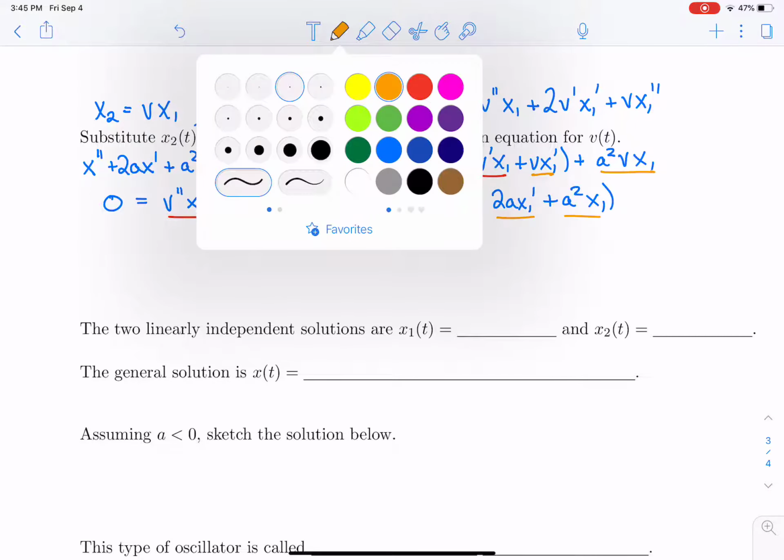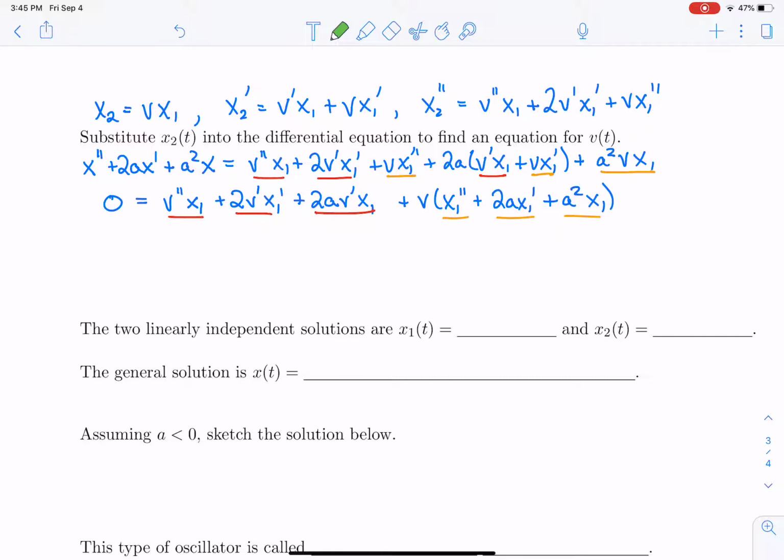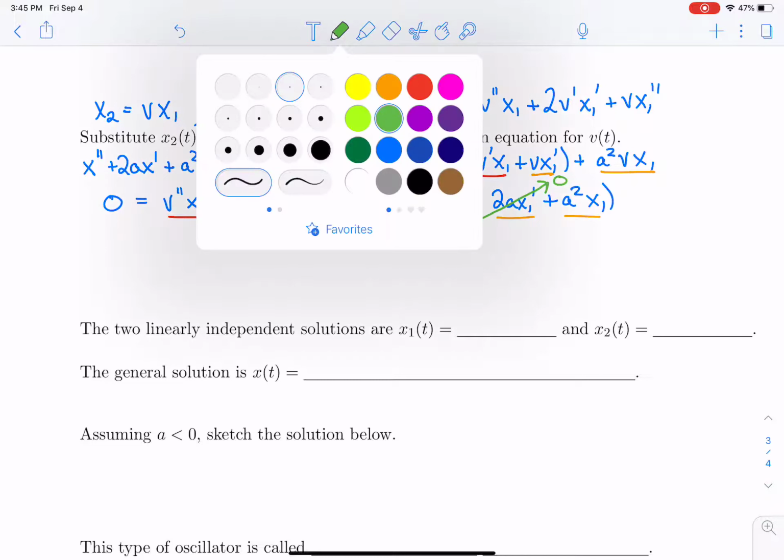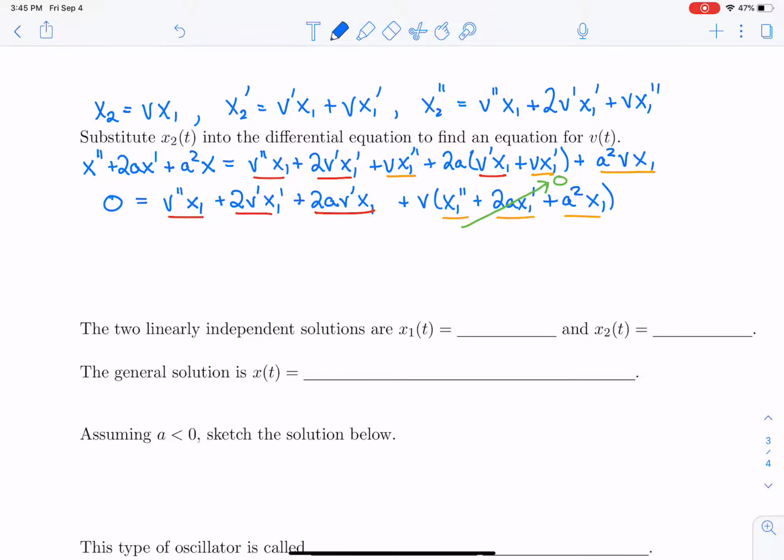Now, x1 double prime plus 2a x1 prime plus a squared x1, that is 0 because x1 solves our first equation. So what I'm left with is just what's underlined in red. And now I'm going to actually write out what some of these things are.